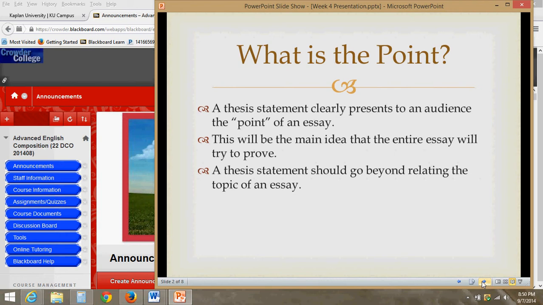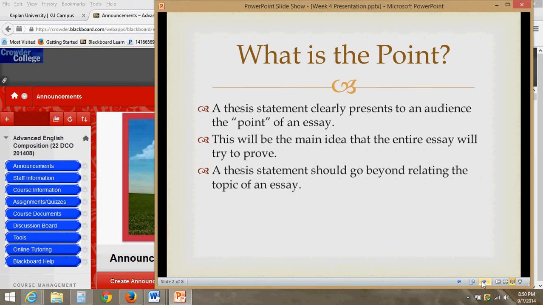So the thesis statement, a couple of things that it's not. A thesis statement should not be a question. A thesis statement should not be only in your point of view, meaning first person perspective. We shouldn't see any I's or me's in thesis statements.